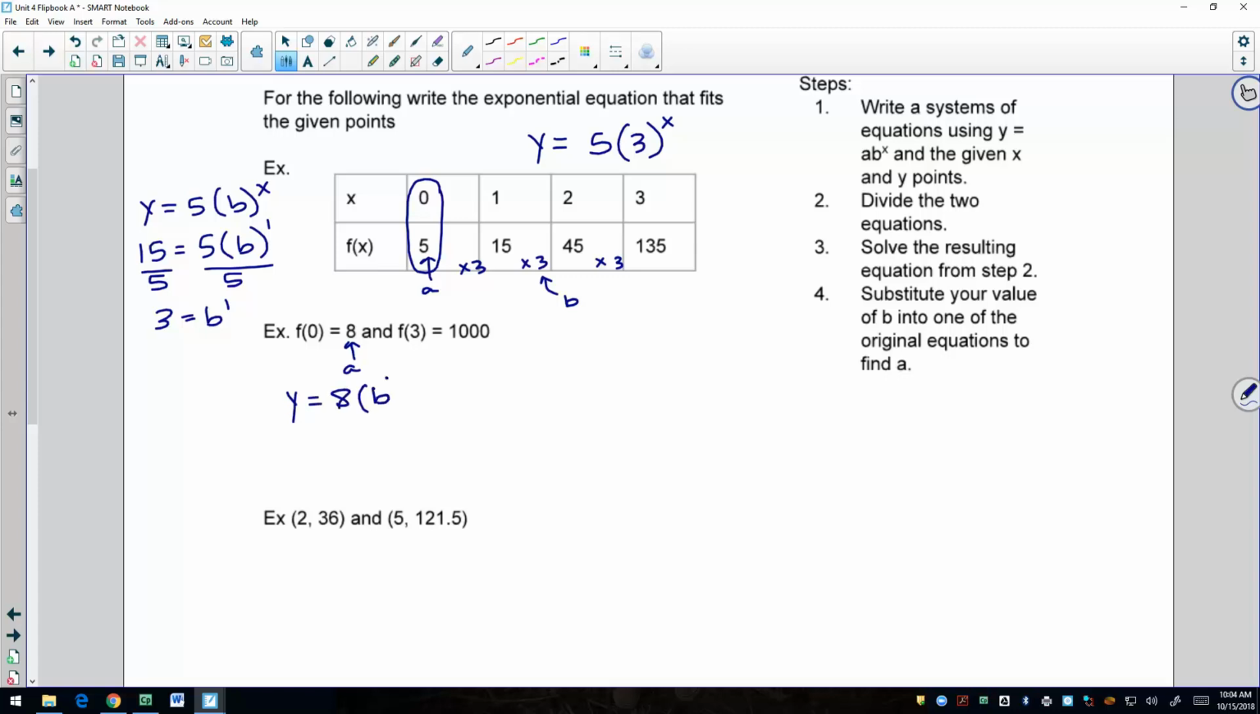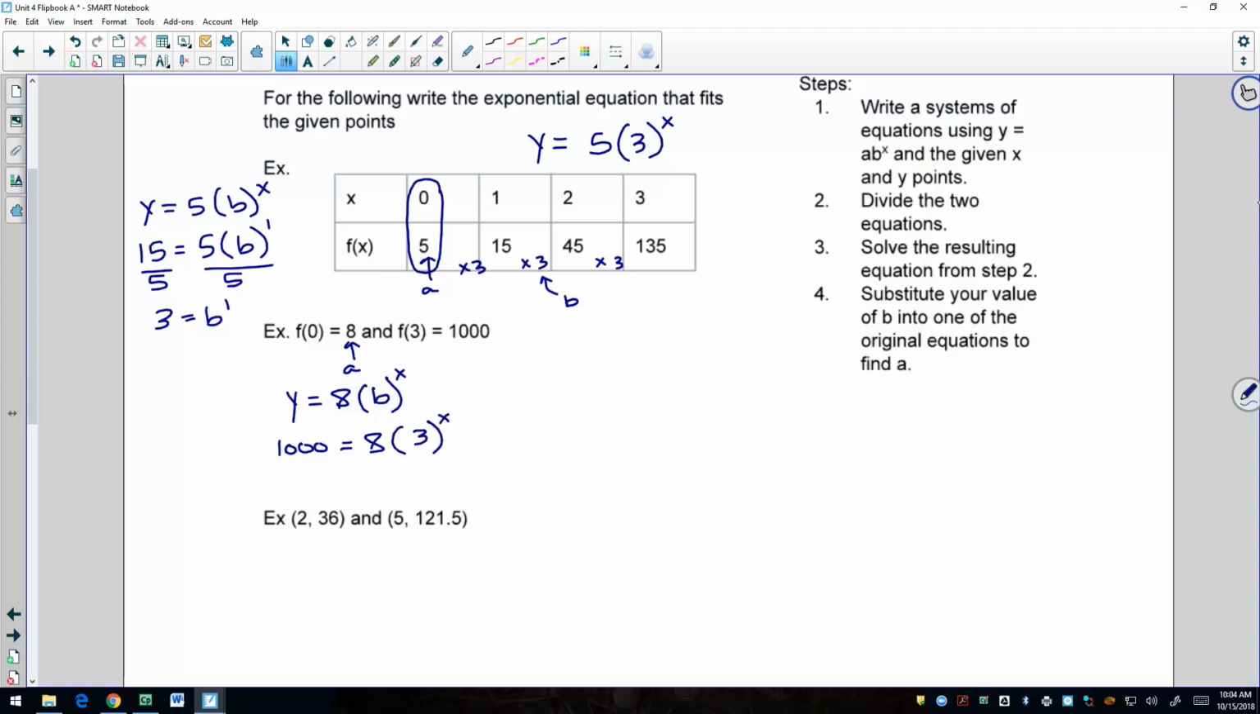What we don't know is b. And this one is not as easy to just see because they did not give us a table with all of the values, the x values going up by 1. So we're going to have to do what I just told you, where you're then going to plug in this other point. So you have to know that 3 is the x, 1,000 is the y. So you have 1,000 equals 8 times 3 to the x.